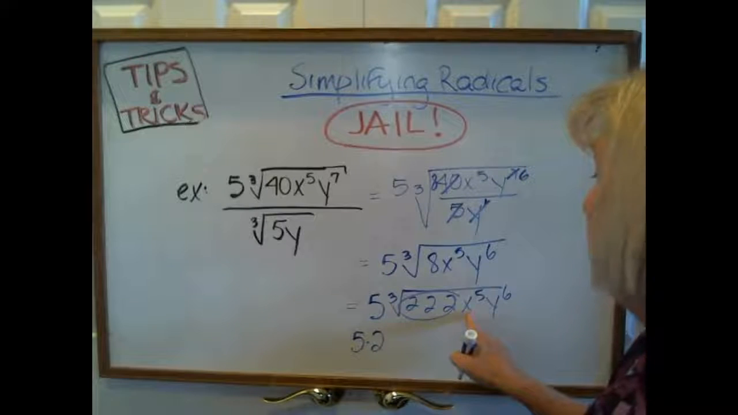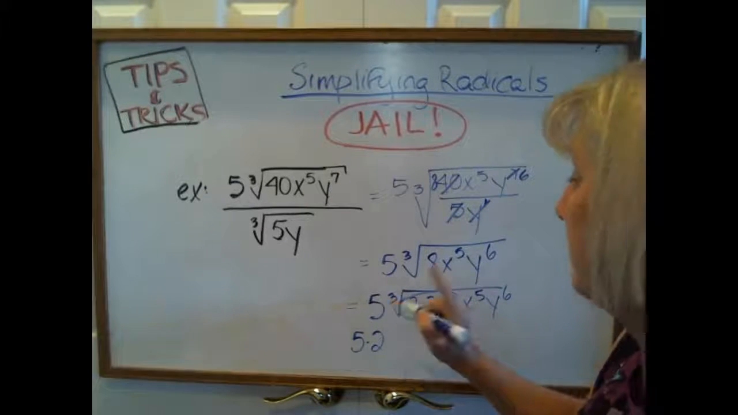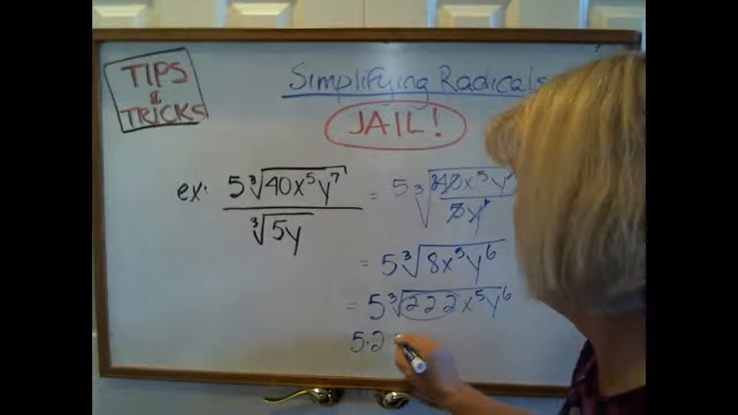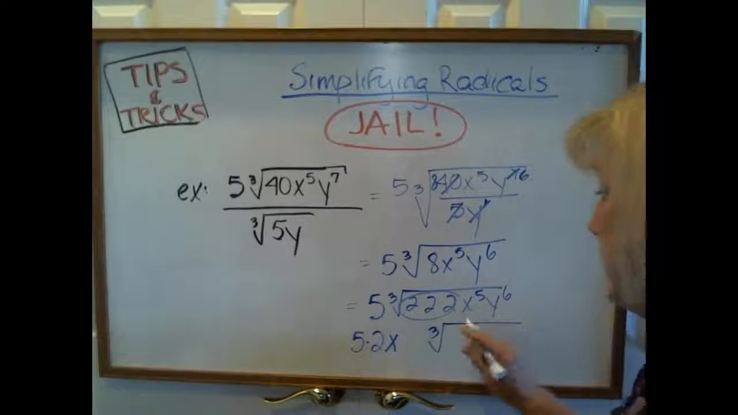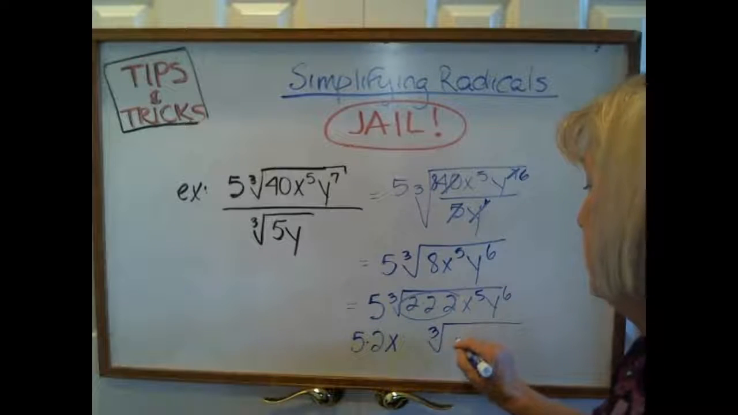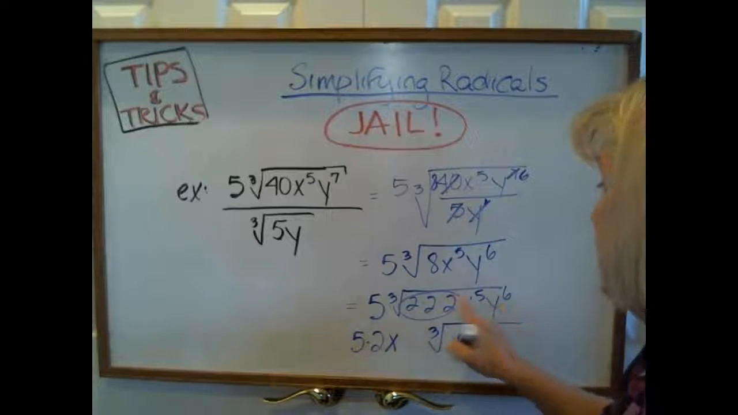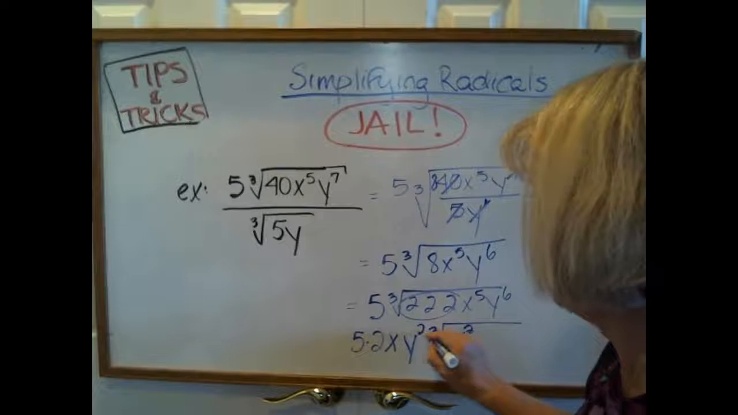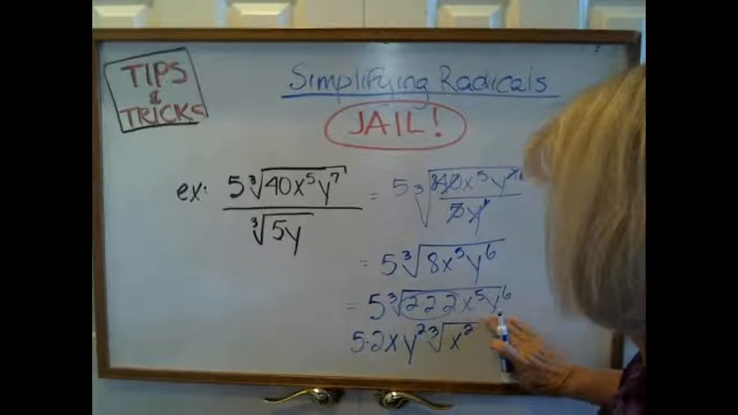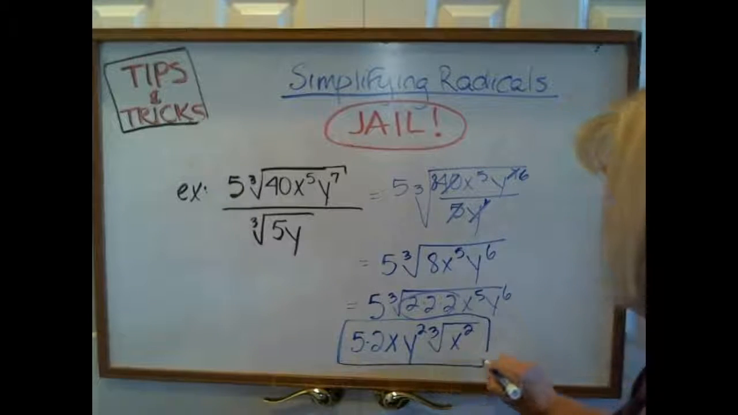And then how many groups of 3 can come out of x to the 5th? Well, we can go 5 divided by 3, which is 1. So there's 1 x on the outside, and I'm going to put the jail here, which means there's still 2 x's left on the inside. And then 6 divided by 3 is 2, so that means there's y squared, and all the y's come out, so this would be our final answer.